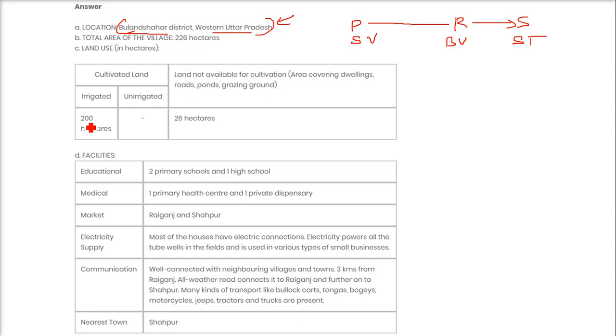Then we have total area of the village. So if you say this 226, it will be 226. But I'm going to change this. Say the irrigated land is 200 and unirrigated land, say it is 50. So now the answer will change like this. 200 plus 50 plus 26 is going to be 276, right? So make it 276, because if you see 200 and 26, you just add them, you get 226. But with the unirrigated land, if you give some number, you are going to get 276. So this is the better one to answer.